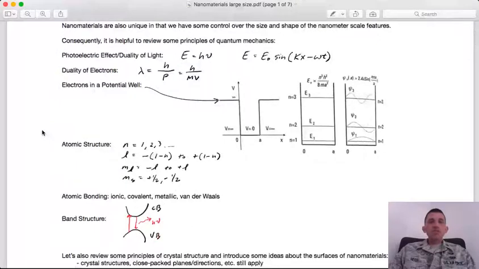So since nanomaterials are kind of at this crossroads, getting to the realm, or the size scale, where quantum mechanics starts to become important, let's review a couple of things about quantum mechanics. The first is that light and particles have a dual nature.